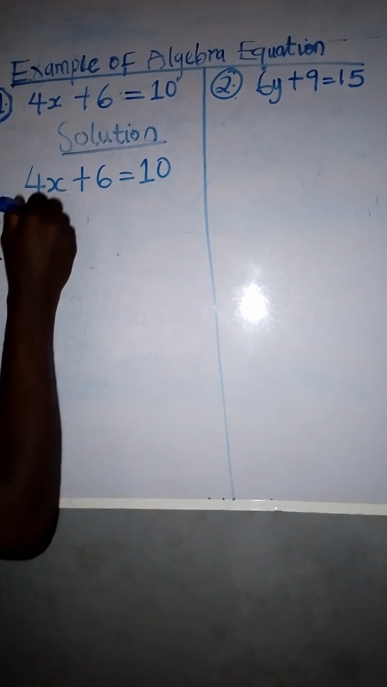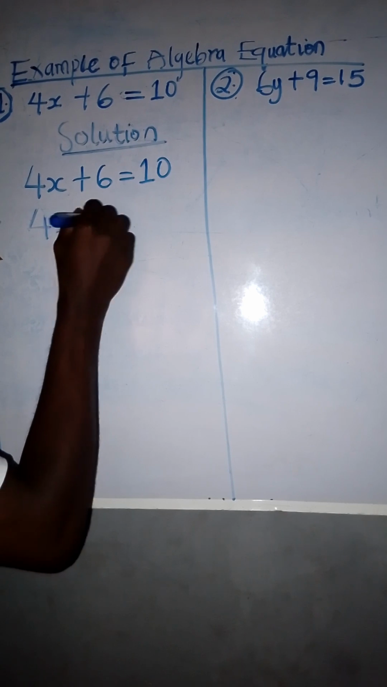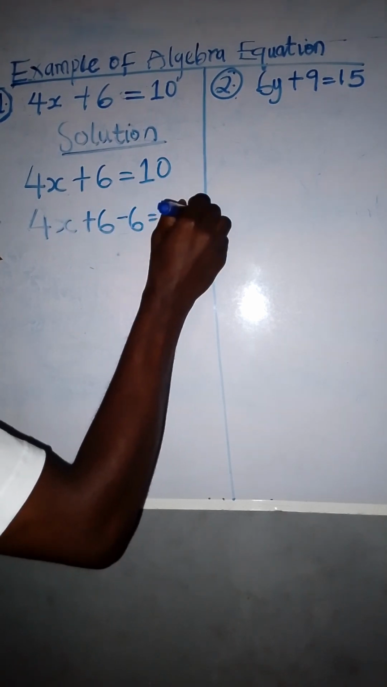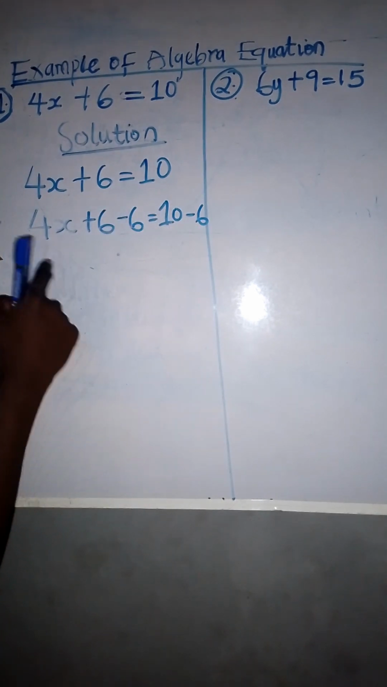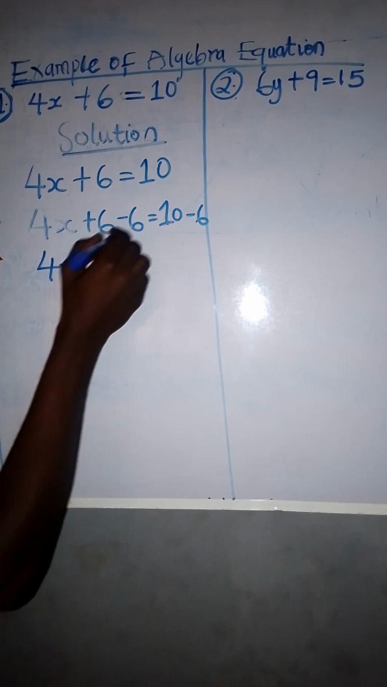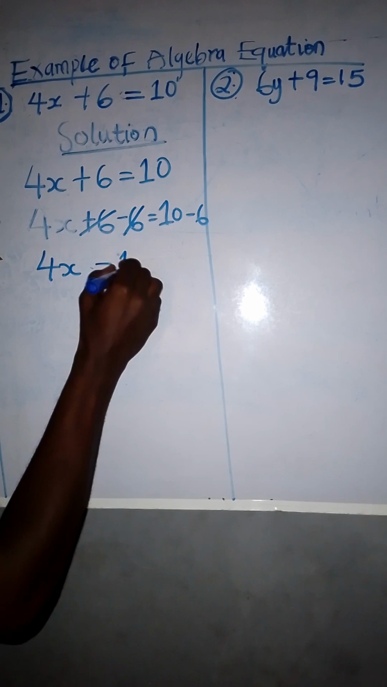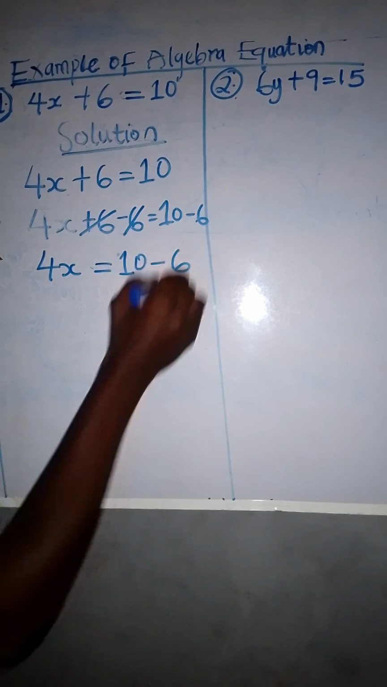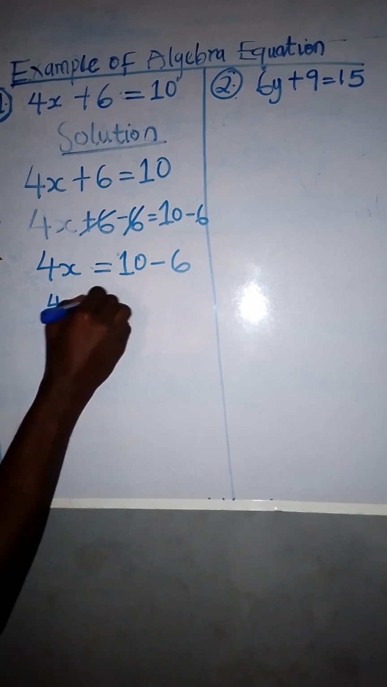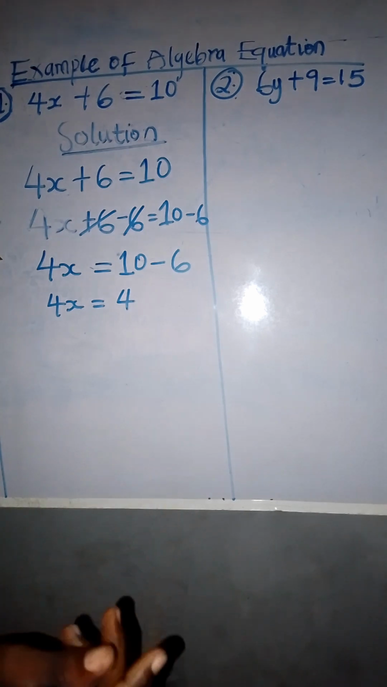So I have it as this. 4x plus 6, then minus 6 equal to what? 10 minus 6. I've subtracted 6 from both sides. Then I'm left with what? 4x. Then this will move this. I'm left with 4x equal to what? 10 minus what? 6. Then it becomes what? 4x equal to what? 10 minus 6 is what? Is 4. Then I'll divide both sides by the what?